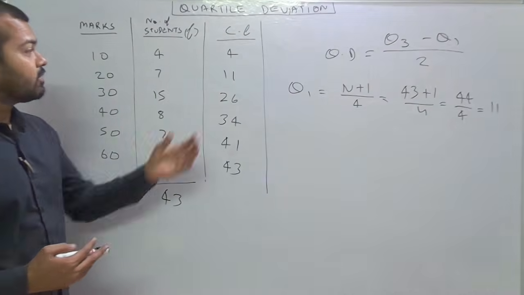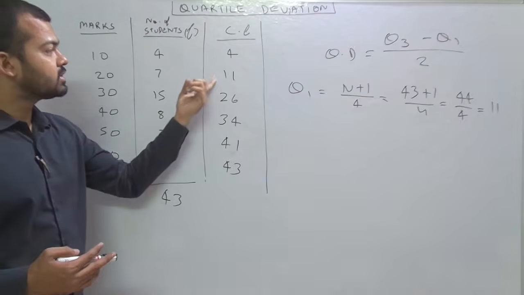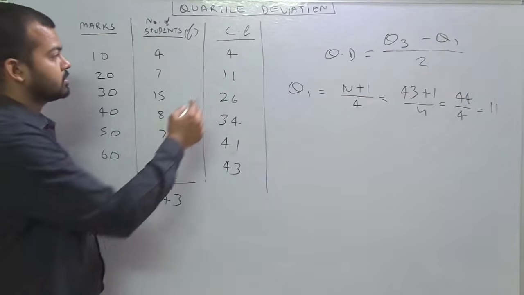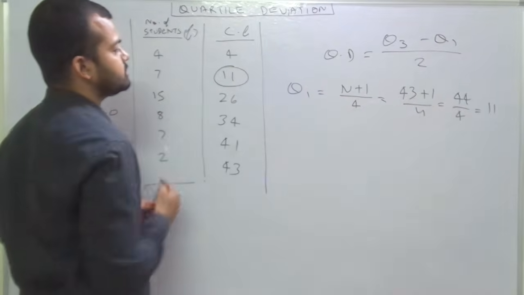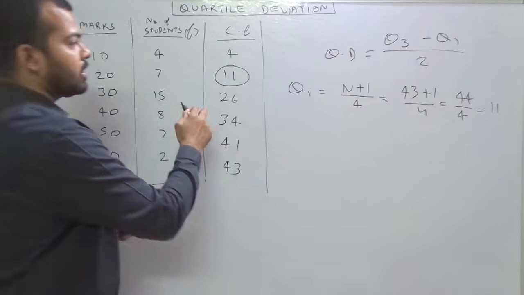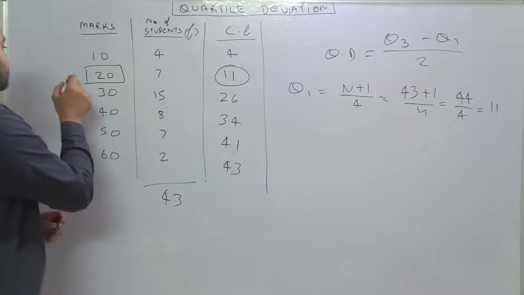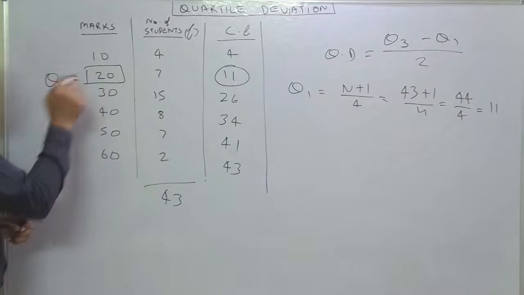It means wherever 11 falls in the cumulative frequency column, that is the value. So this is the value 11. The item, that is the marks, for Q1 is 20. So here we write Q1 is 20.